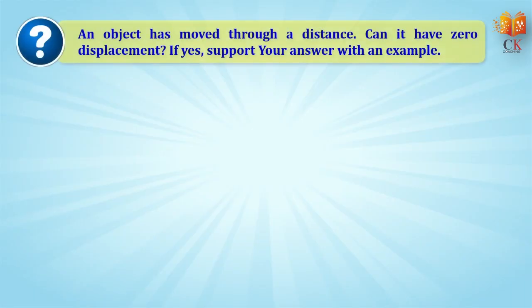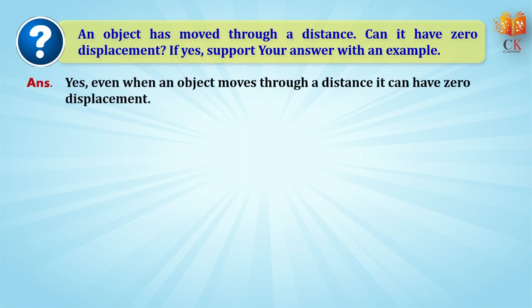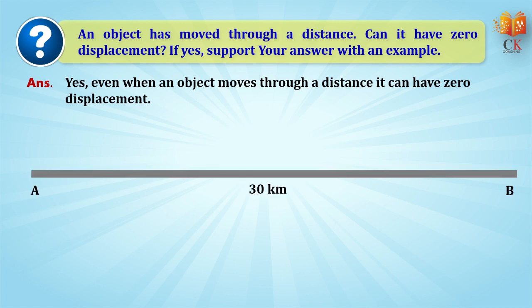Let's take up an NCERT question. An object has moved through a distance. Can it have a zero displacement? If yes, support your answer. Of course yes, if an object has moved a distance, then it might have a zero displacement. How? Let's say that an object is moving from A to B.